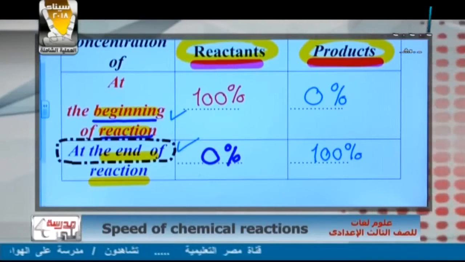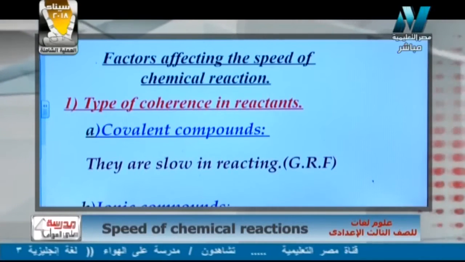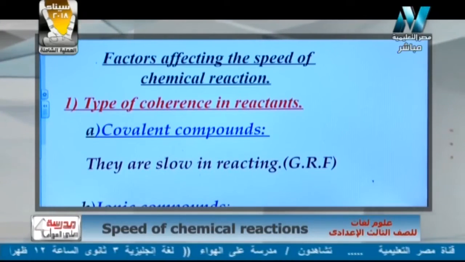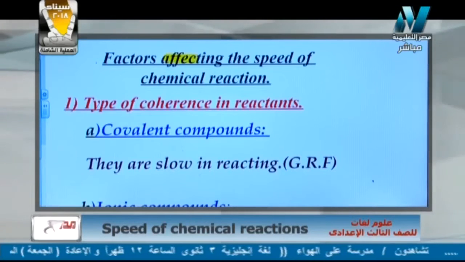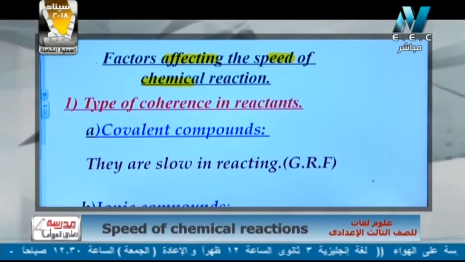But what are the factors affecting the speed of chemical reactions? اللي بيأثر في سرعة التفاعل الكيميائي؟ The factors affecting the speed of chemical reaction.